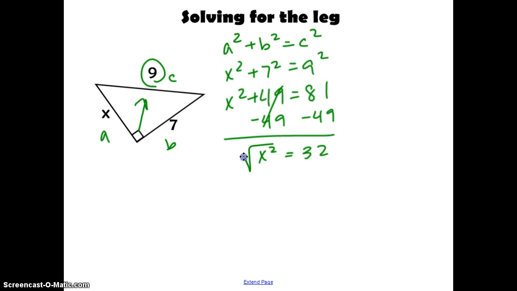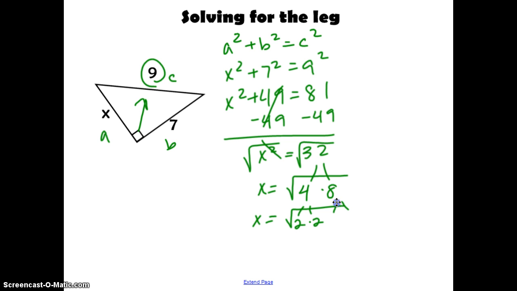Now, when you take the square root of both sides, this cancels out and we're left with x. But when you put this in the calculator, you're going to get a decimal. That means we need to try to simplify this radical. So remember, when we simplify, we want to break this down. 32 is equal to 4 times 8. 4 is equal to 2 times 2. 8 is equal to 2 times 4.